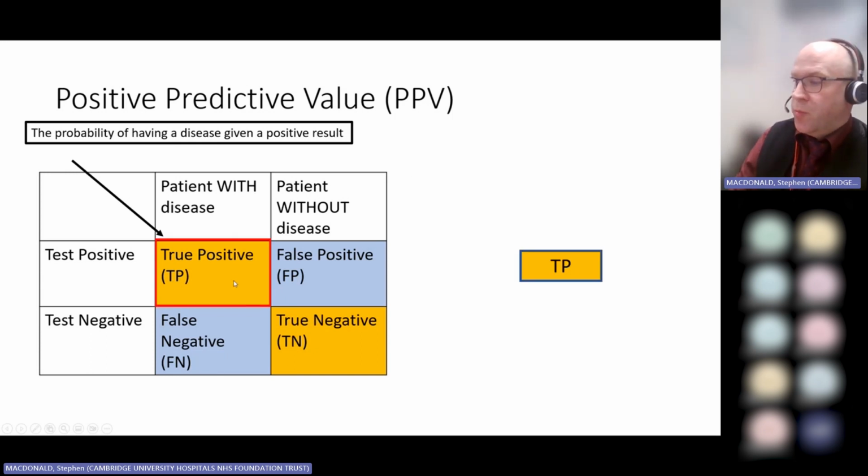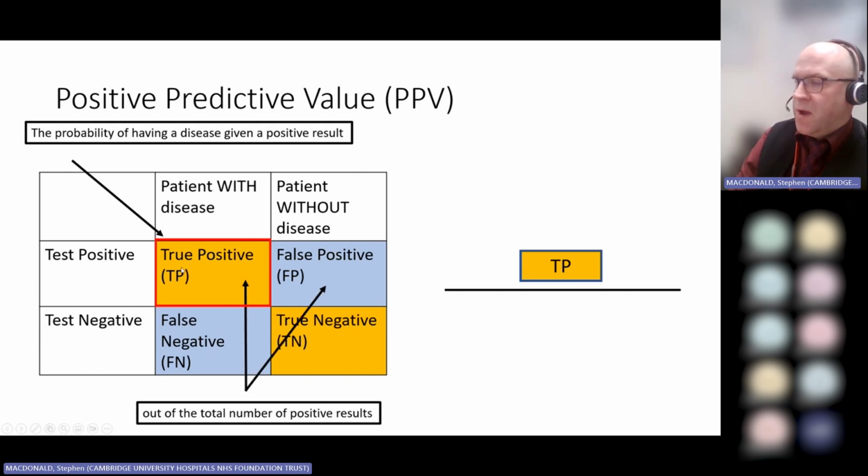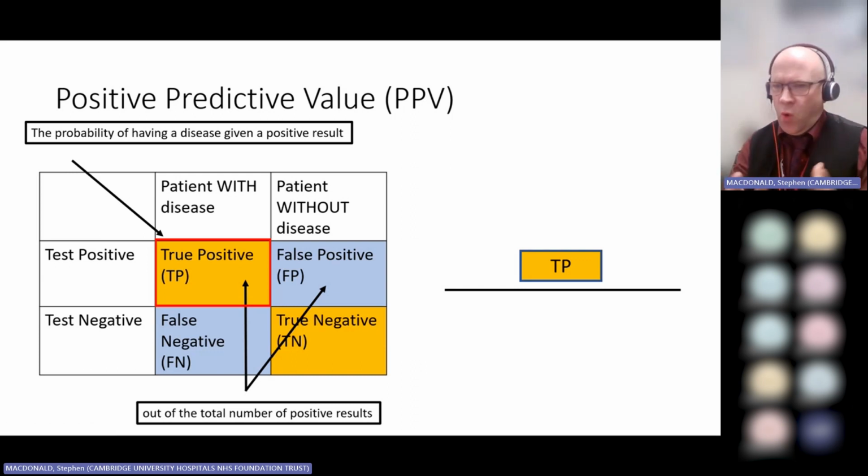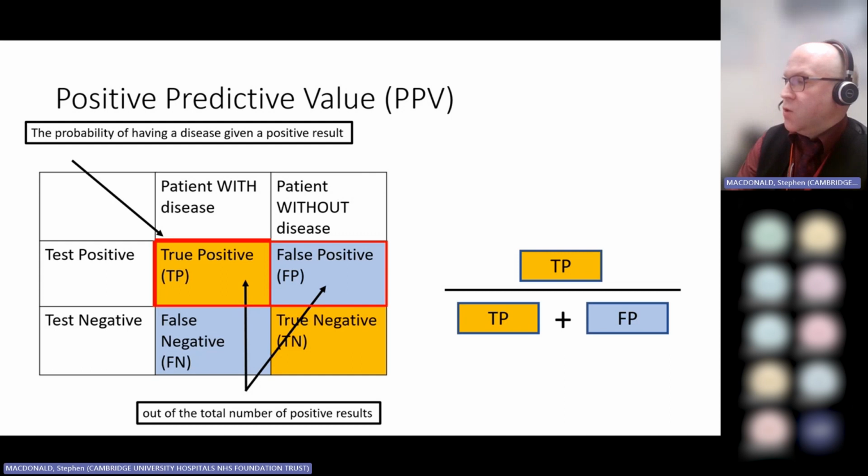Likewise, we're using the true positive results as usual, so the patients with the disease who are picked up as positive, but this time we're dividing them by the total number of positive results that we've received. So those are the true positives and the false positives. That allows us to say, if I get a positive result, what is the chance that that's due to somebody with a disease rather than being a false positive? So that's the true positive divided by the true positive plus the false positive.